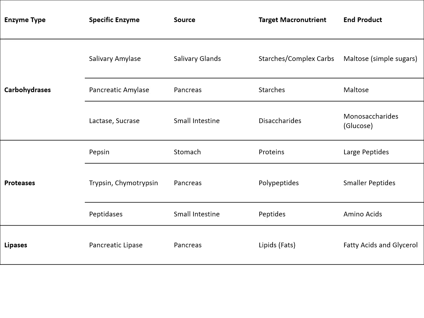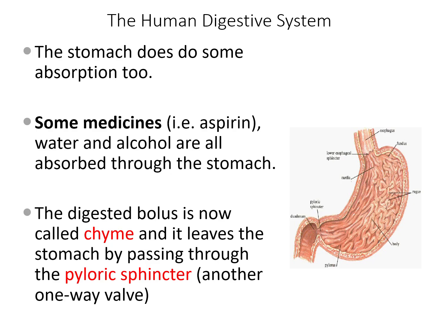Then the lipases, this is targeted towards the fats or lipids, still from the pancreas, and its end products are fatty acids and glycerol. The stomach does do some absorption too, though not as heavy as the small intestine. Some medicines such as aspirin, water, and alcohol are all absorbed through the stomach.